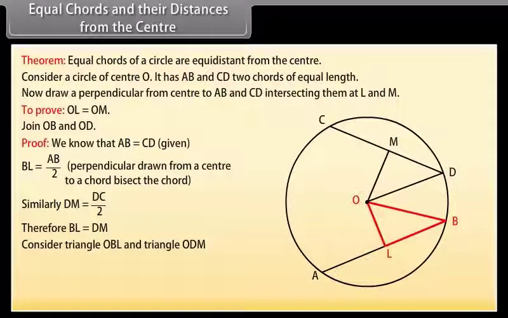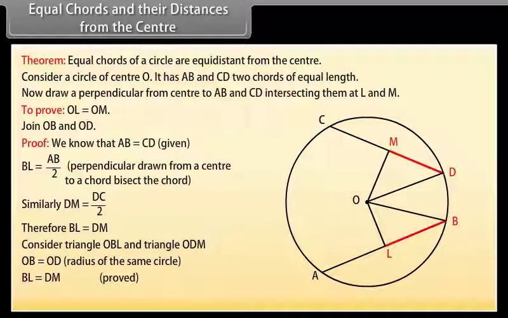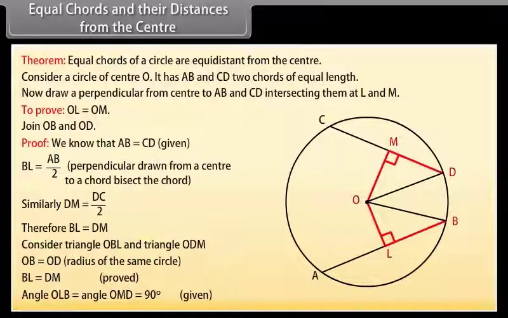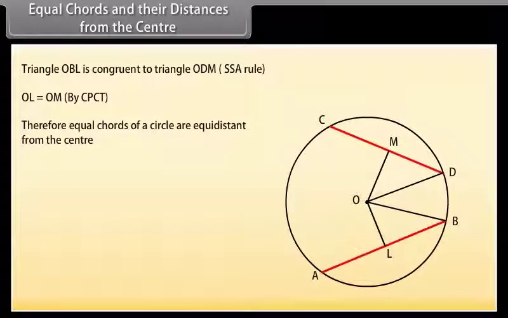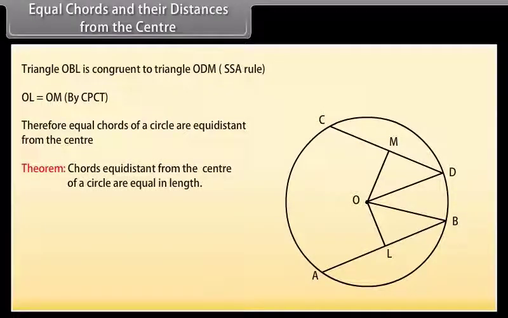Consider triangle OBL and triangle ODM. OB is equal to OD, radius of the same circle. BL is equal to DM, proved. Angle OLB is equal to angle OMD, which is equal to 90 degrees, given. Therefore, by SSA congruence rule, triangle OBL is congruent to triangle ODM. This implies that OL is equal to OM by CPCT. Therefore, equal chords of a circle are equidistant from the center. The converse of this theorem says that chords equidistant from the center of a circle are equal in length.